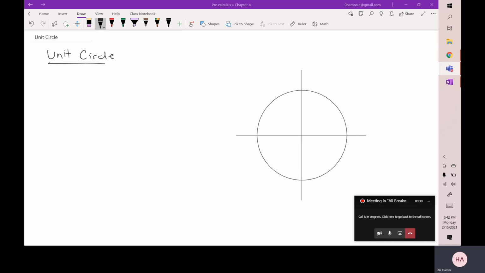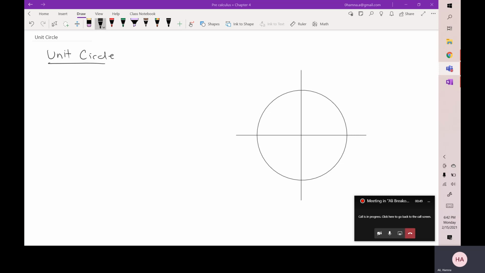Okay. Hi, everybody. Today we're going to be talking about the unit circle. This is a super important thing that you're going to use in trig, and it's important to understand it in a way where you're not just memorizing it, but really able to pick out any value from it just by understanding how it's set up.